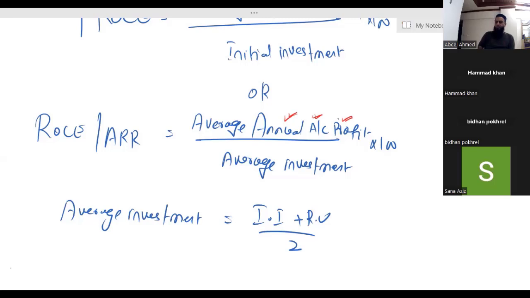Okay, now listen. Let me make it easy for you. Normally, the examiner gives you the data, and by using that data you will be able to calculate. Normally, I would say accounting profit before tax. Normally, we use profit before tax.